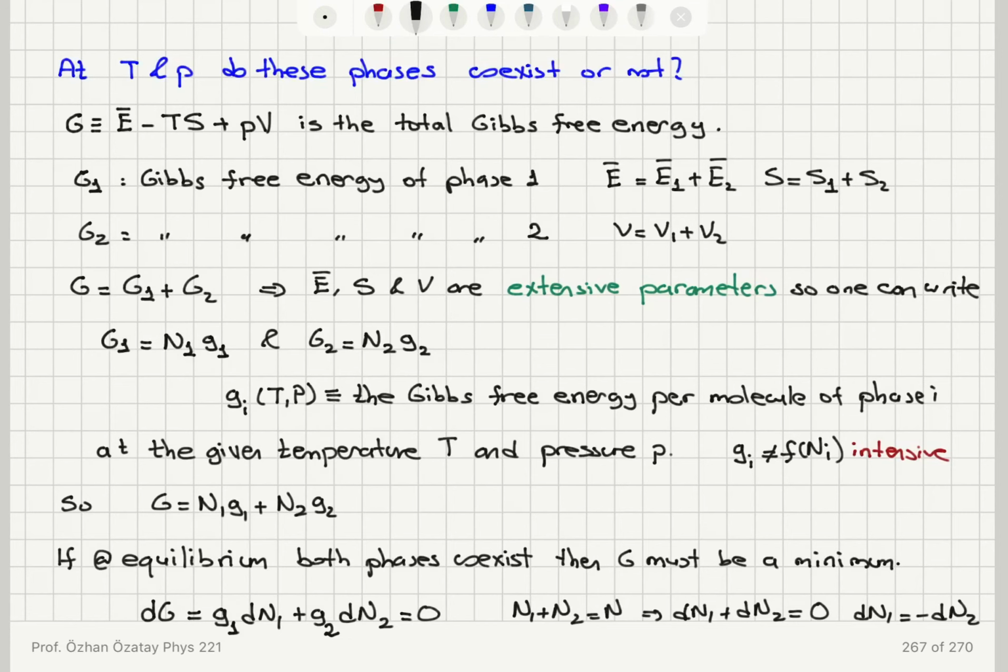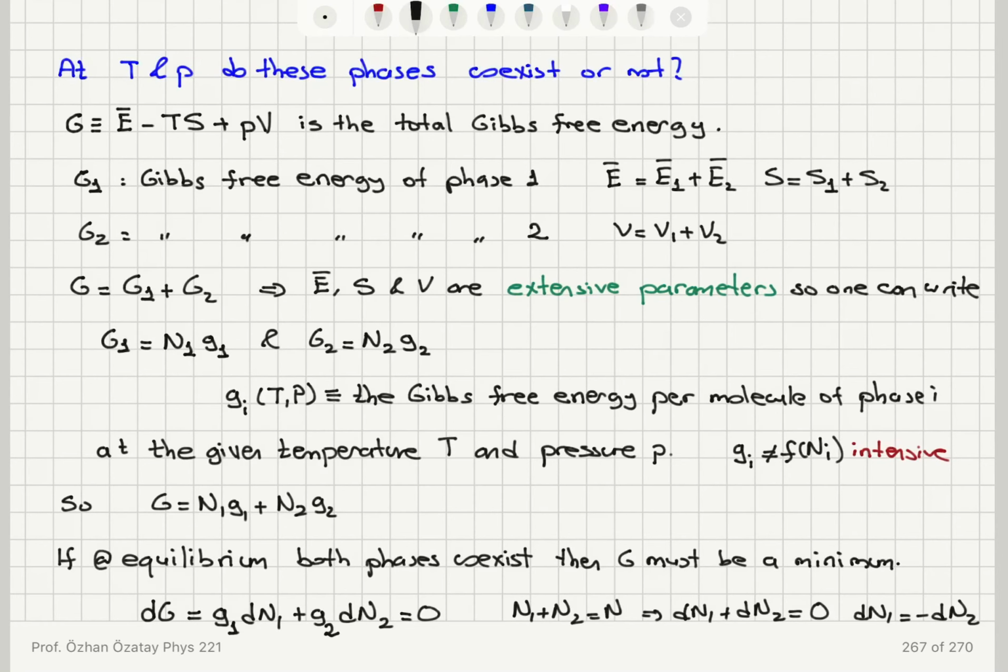If we write the Gibbs free energy of the system, it's E bar minus TS plus PV, and it consists of Gibbs free energy of phase 1 and Gibbs free energy of phase 2. Because mean energy, internal energy, is an extensive parameter, and entropy and volume are extensive parameters, we can see that the Gibbs free energy is an extensive parameter as well. So it adds up. G1 plus G2 is G. But if we define Gibbs free energy per molecule of a certain phase, it's going to be intensive. So we can write the total Gibbs free energy as N1 G1 plus N2 G2.